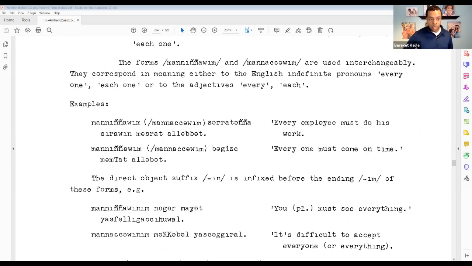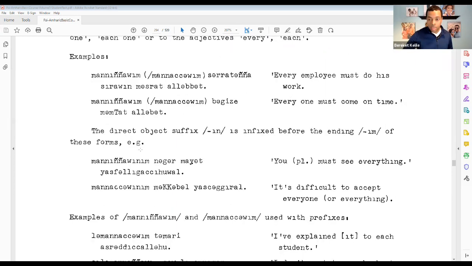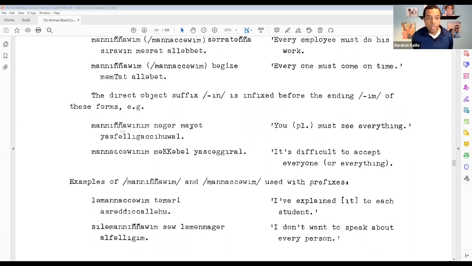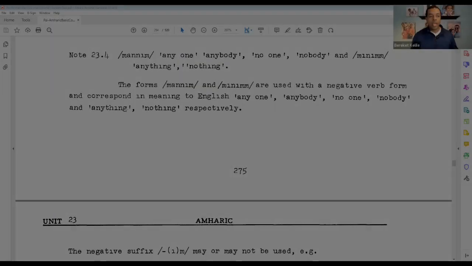So in the example sentences, here we go. Yeah, Manninnawim. You see that there where it's Manninnawim. You add in the direct object suffix just before the ending, just slide it right in there. Manninnawim or Manninnawim. So that's something to just keep in mind there. And they give you also examples, again, where you can use this with other prefixes. Manninnawim, Manninnawim, and just like with man, just like with yet, you can have various prefixes attached. And that covers 23.3. Now we look at note 23.4.